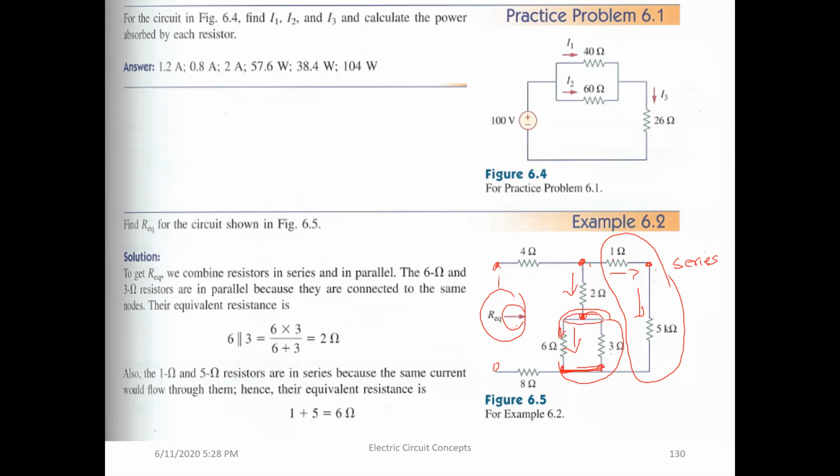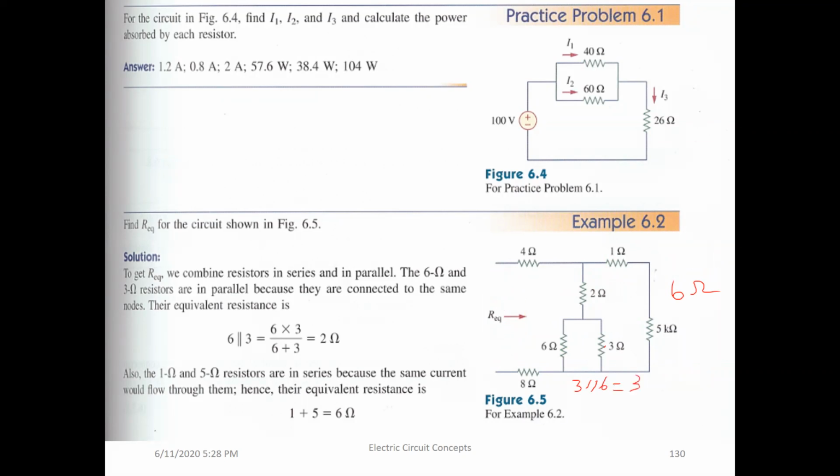This is one node, and when there is a current here, this current will split. So the current has more than one path. In this case, we should combine this one, so it will be 6 ohms, and this will be 3 in parallel with 6. So it will be product over the sum: 3 times 6 is 18, divided by 9, is 2. So it will be 2 ohms.